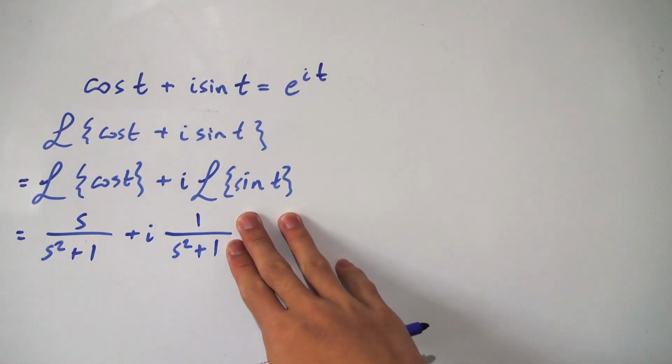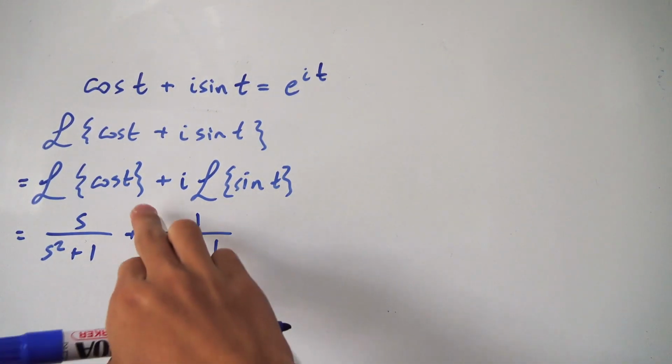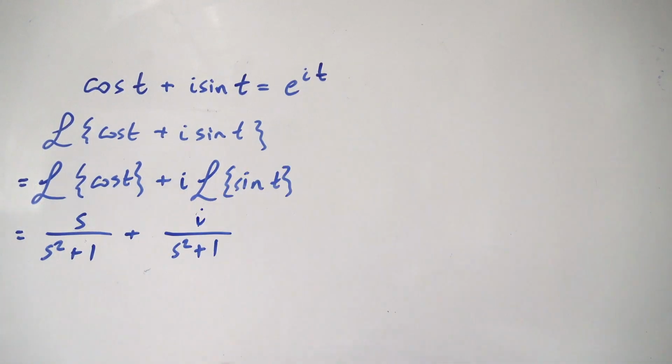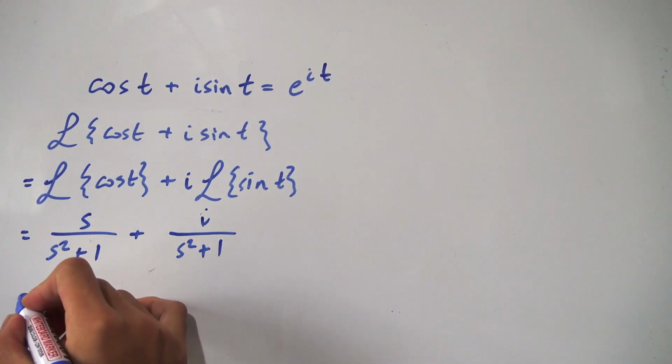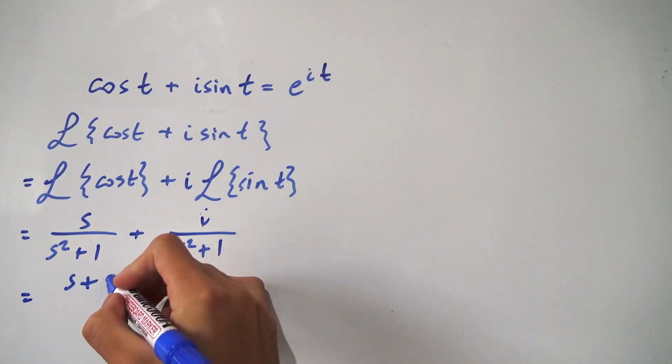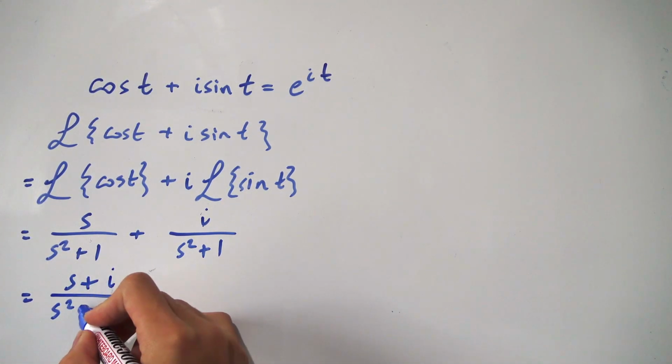So now pretty much all we're doing is we're just working with fractions. Let's just move this i up to the top here. And notice that we have a common denominator right here. So why not combine the two fractions together? So we'll get s plus i over s squared plus 1.